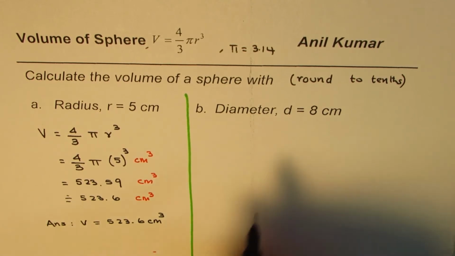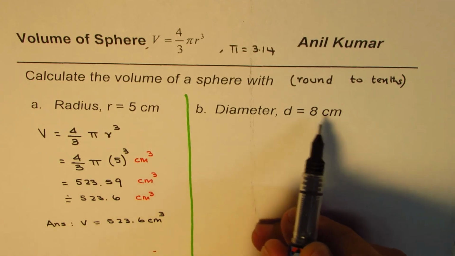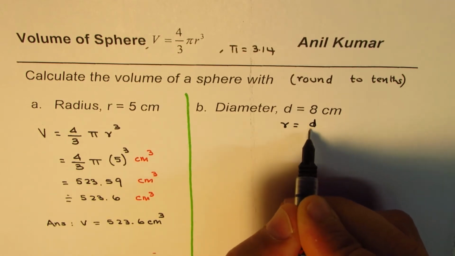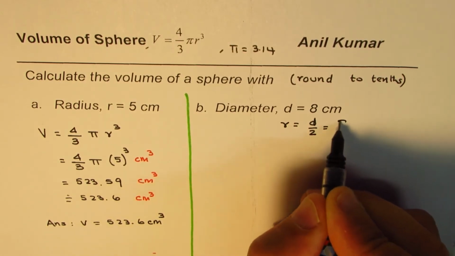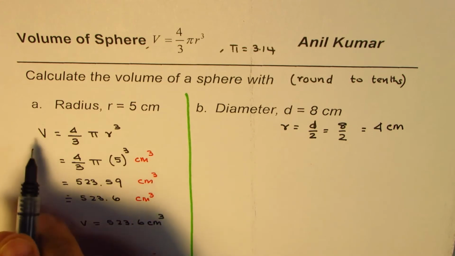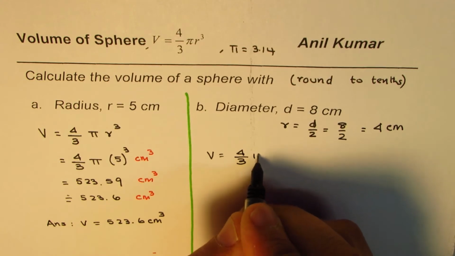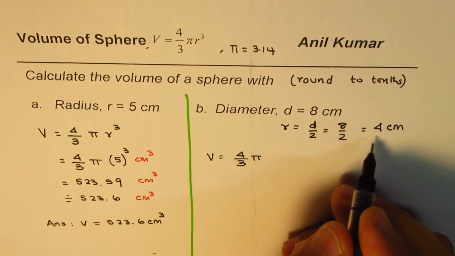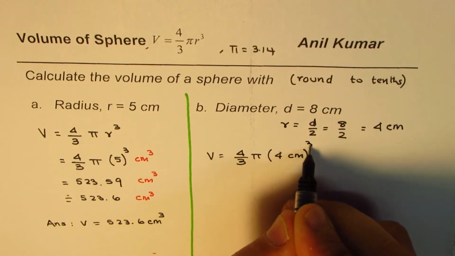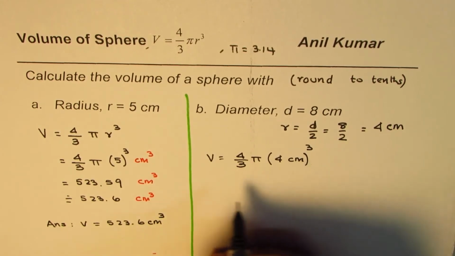So let's do this exercise once again for the second example. Here we are given diameter d equals 8 centimeters. Now if diameter is 8 centimeters, radius should be half of diameter, right? Diameter divided by 2, that is 8 divided by 2, which is 4 centimeters, right? Now we have to apply the same formula. Volume equals 4 over 3 pi r cube, which is 4, right? So you could also write this as 4 centimeter whole cube. Is it okay? So that is how you would write, and then you can calculate using the calculator.